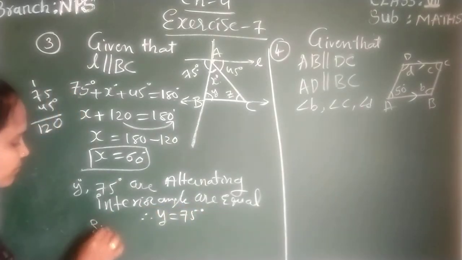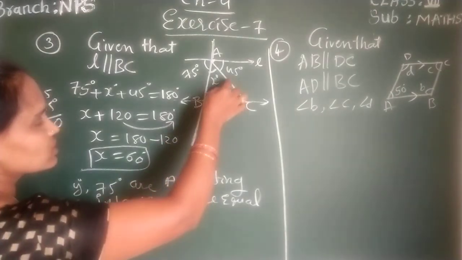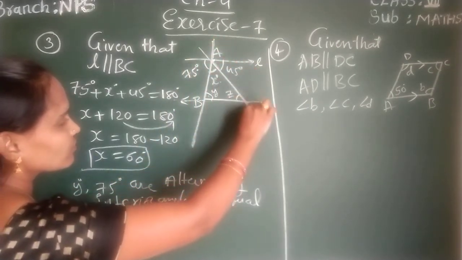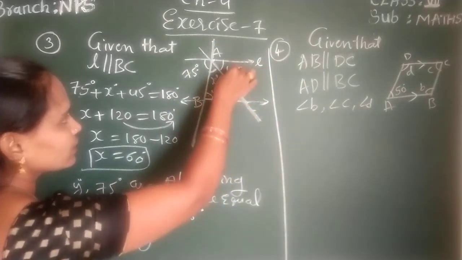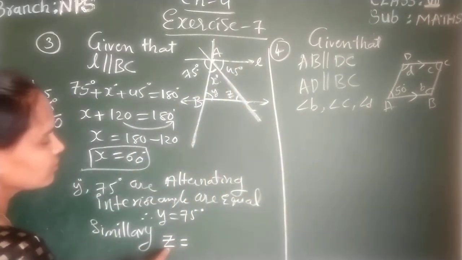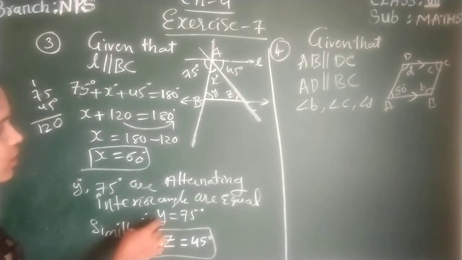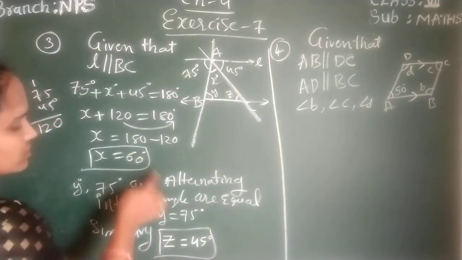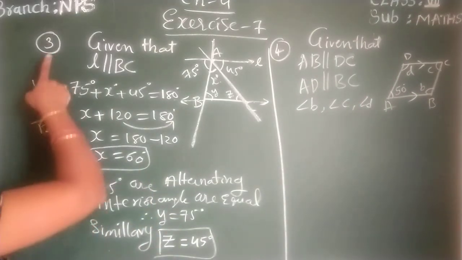Similarly, we can take z also. See, these two are parallel lines. This is a transversal line for these two lines. These two are alternate interior angles. Therefore, z is equal to 45 we can take. Now here z is 45, y is 75, x is 60. All three values we got. This is the solution for the third question.